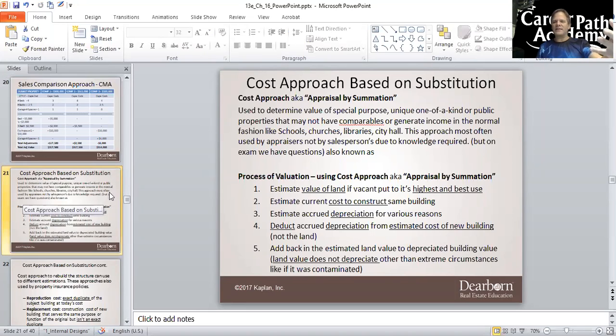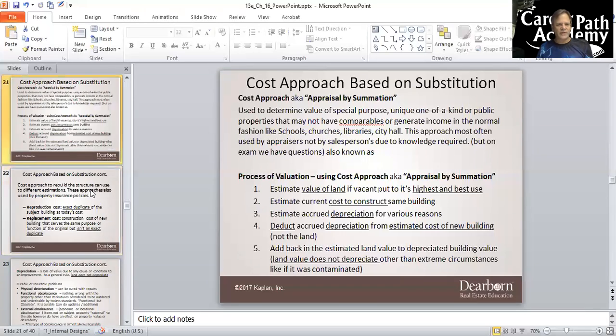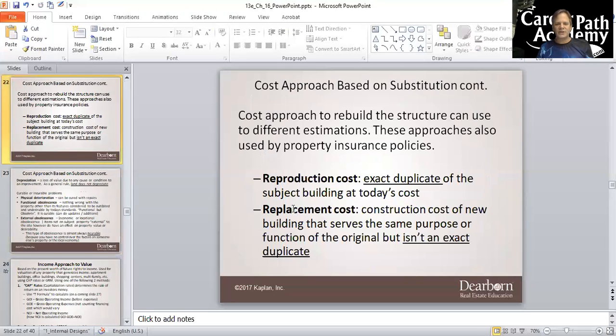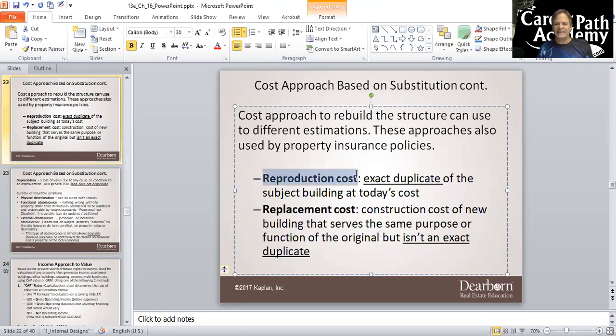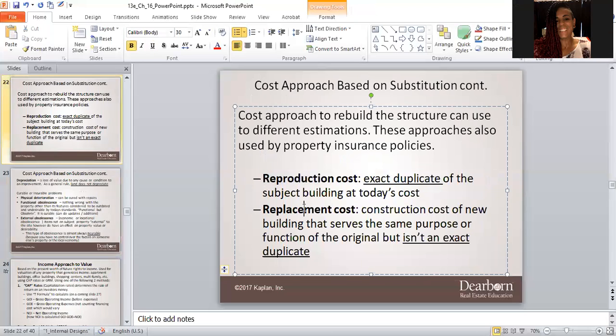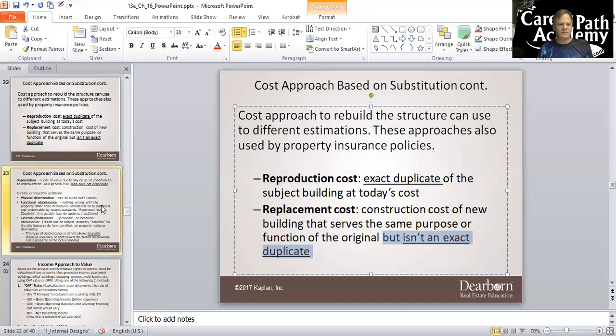And then you calculate depreciation, which is a loss of value due to any cause or condition. Depreciation of the improvement to the land, not the land, because land does not depreciate. And then you add the value of the land back in, and then you've got your total. So that's what an appraiser does. We don't do that. Only for the exam are we going to do a cost approach math problem. And then reproduction cost would be the cost to reproduce that building, making it an exact duplicate. And just replacing the building with something else, not necessarily an exact duplicate, is replacement cost.